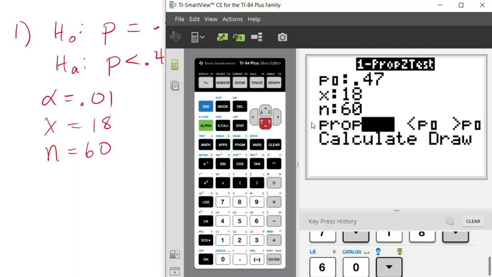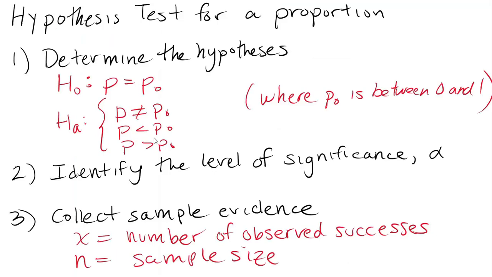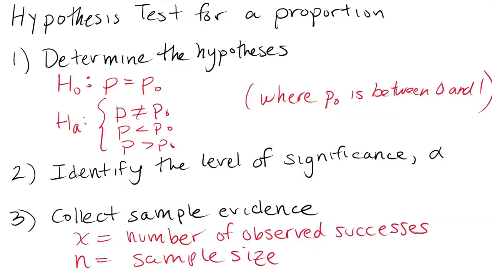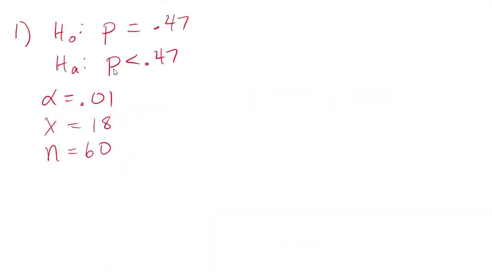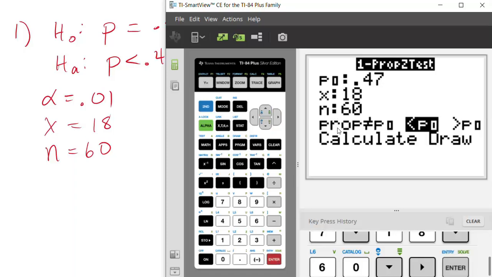And then this next choice allows you to select the symbol in your alternative hypothesis. Remember, the alternative hypothesis could have one of 3 inequality symbols, so the calculator is letting us choose the correct one here. In our problem, we're testing the claim that the population proportion is less than 47%, and so we want to choose the less than symbol, which is the second option here. This now says the population proportion is less than p sub 0, which is 0.47. That's the claim that we made.